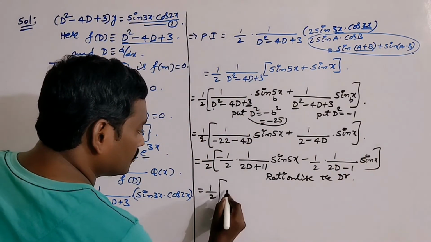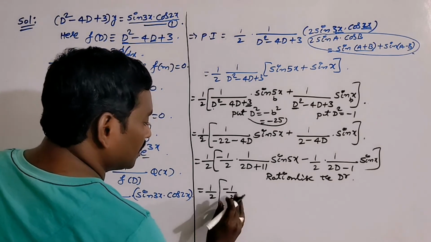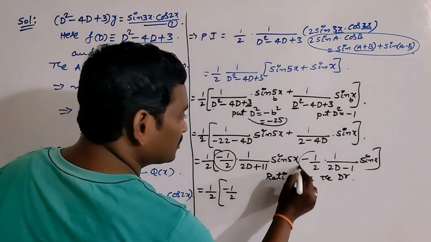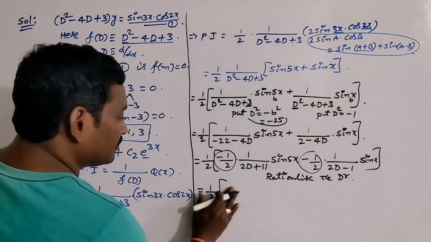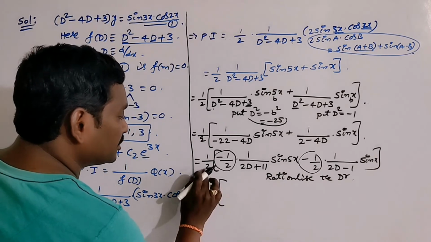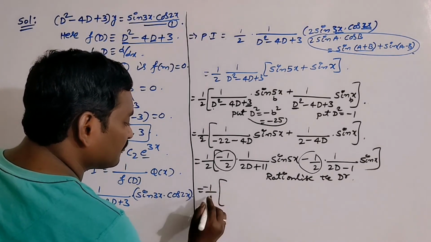Half into minus 1 by 2 into, do one thing. Here we have minus 1 by 2. Here also we have minus 1 by 2. Take outside from these two parts. So you will get minus, already 2 is there. So you will get minus 1 by 4.